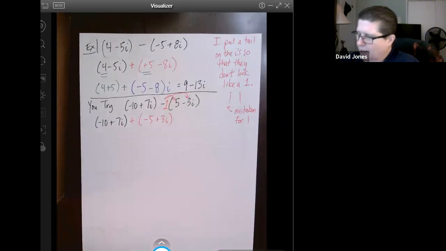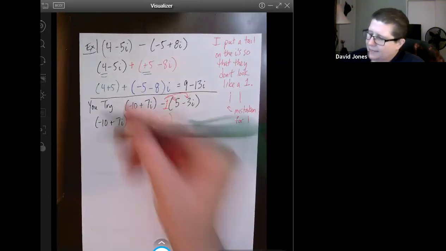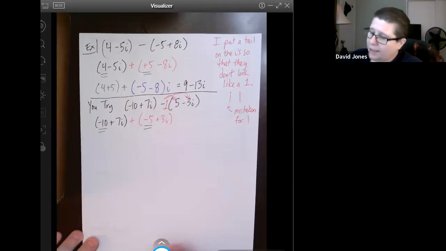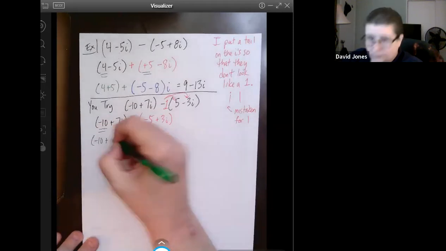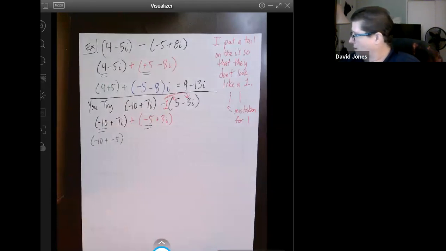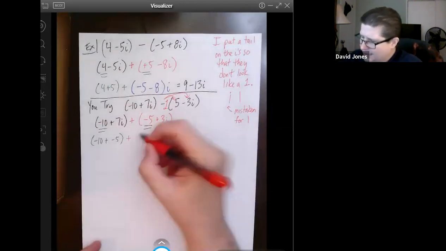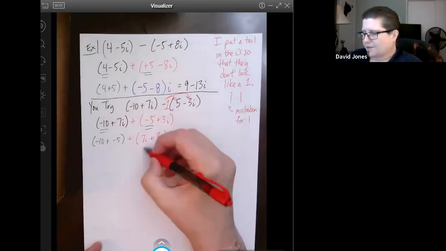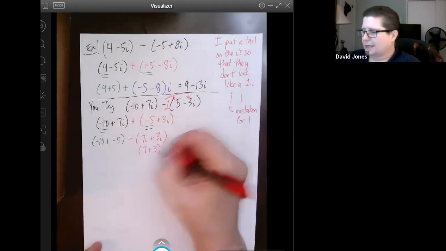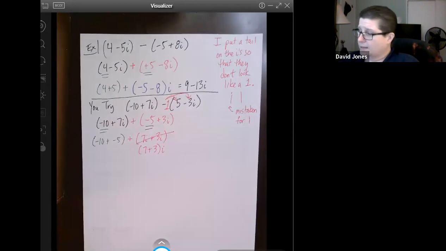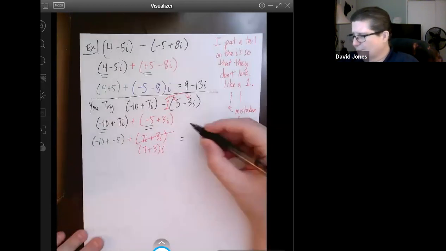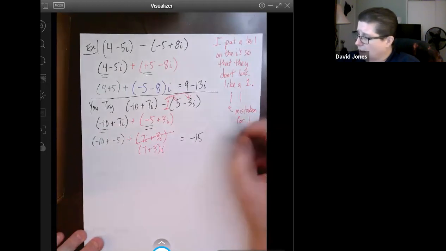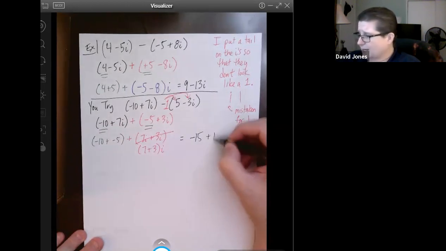Now we can put together common factors. -10 and -5 are both real numbers. We'll combine those together. And then we do the imaginary components. I've got 7i plus 3i, which is 7 plus 3 parentheses times i. And when I finish, I get negative 10 plus negative 5 is negative 15. And then I've got 7 plus 3 is plus 10i.